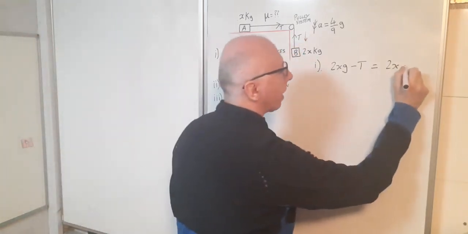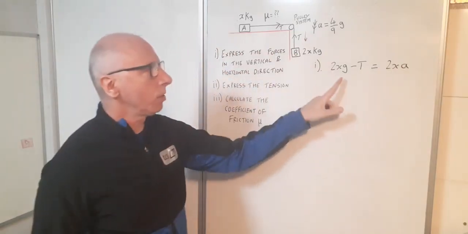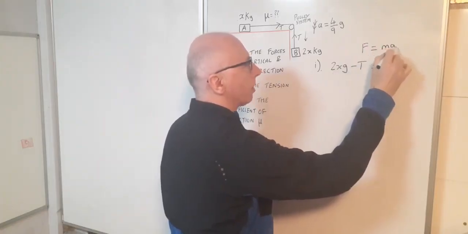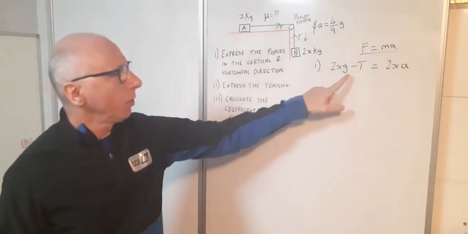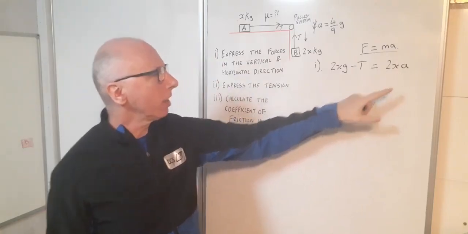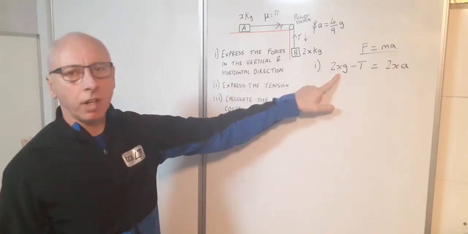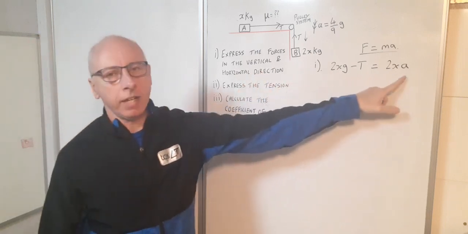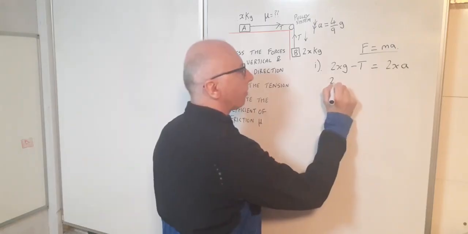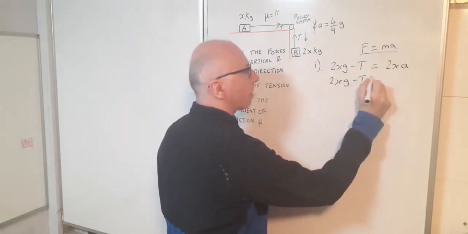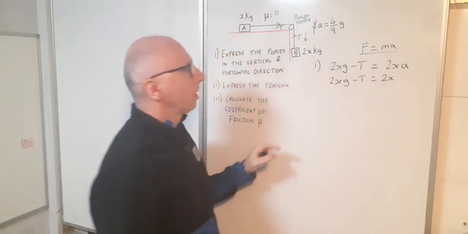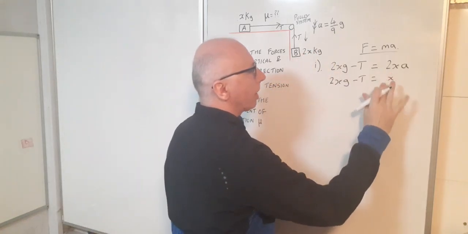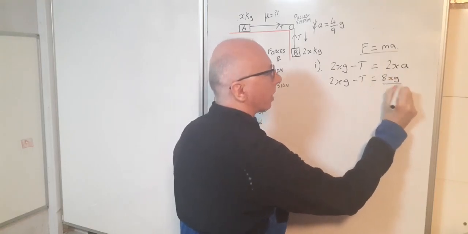Well, I'm just going to put a there for the moment. Now what this uses is the principle of Newton's law of motion, force equals mass times acceleration. So we've got the forces on this side and mass times acceleration on this side. So that's what we've got on our vertical direction. So then now I'm going to put the a in there. So we've got that as much as we can for now. So 2xg minus T equals 2x times 4g over 9. So that would be 8xg over 9. So that takes care of that.